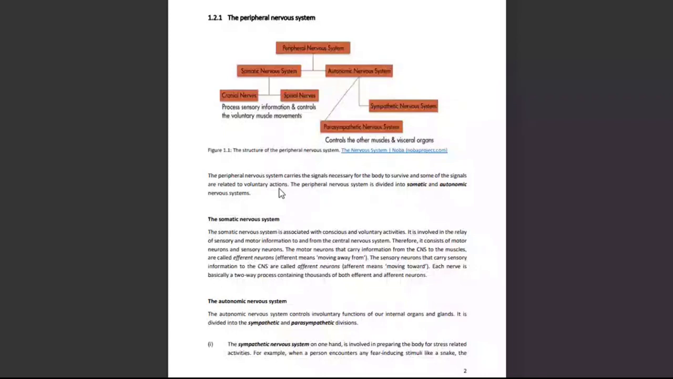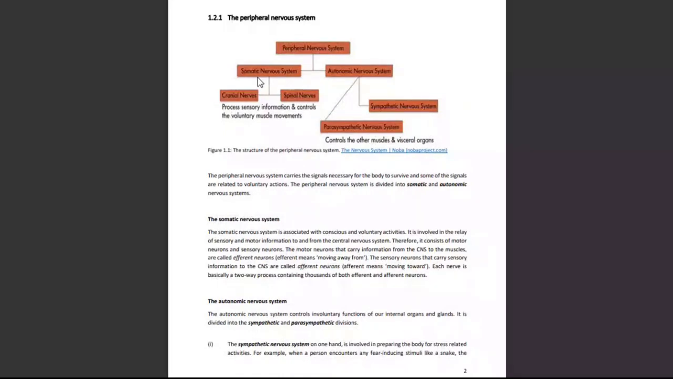The peripheral nervous system is divided into somatic and autonomic nervous system. So you'll understand what they mean by signals and voluntary action through the somatic as well as the autonomic nervous system. So let's start with the somatic nervous system. The word comes from soma. Under peripheral, we have the somatic nervous system and the autonomic nervous system. So let's go through the somatic nervous system.